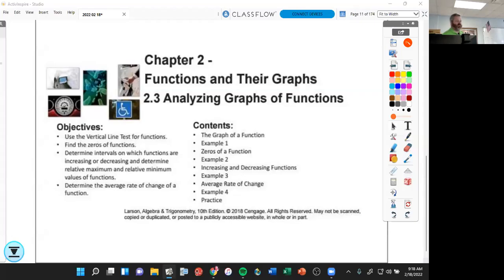Today we're going to cover section 2.3, analyzing graphs of functions. We're going to be looking at the vertical line test. We're going to talk about the zeros of a function. What does it mean for a function to have a zero? Can y'all tell me? What are the zeros? Okay, x-intercepts.